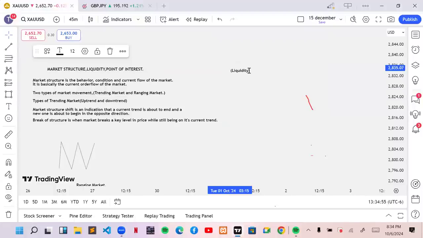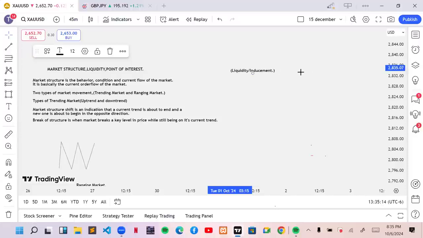What I use as my liquidity for taking my entries is inducement. That's what I use as my liquidity. Now, what is an inducement? An inducement is the first valid pullback that the market makes after a break of structure or a market structure shift.